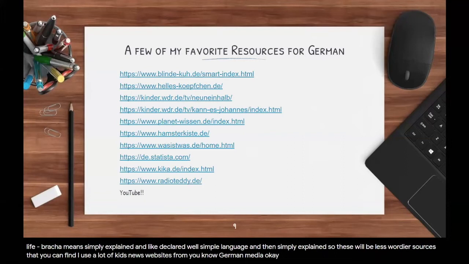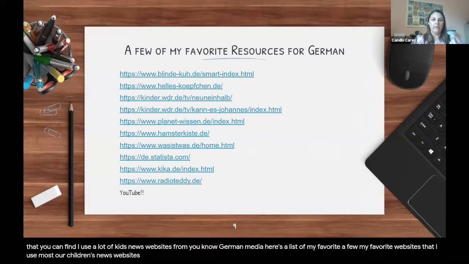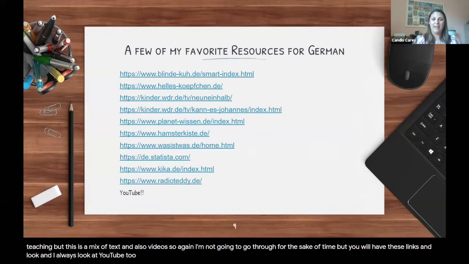Okay, here's a few of my favorite websites that I use. Most are children's news websites, all in German. Statista is a good one that has a lot of infographics. I use tons of infographics in my teaching, but this is a mix of text and also videos. So again, I'm not going to go through them for the sake of time, but you will have these links. And I always look at YouTube too.